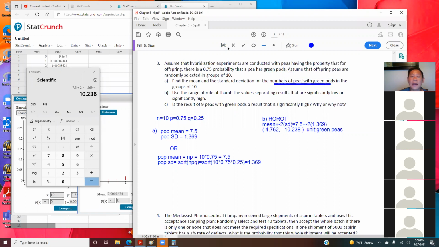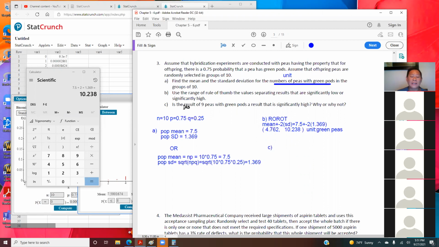So that means that if you have 4 or below, it's considered significantly low. If you have 11 and above, it's considered significantly high. Okay, so this is how you figure out significantly low and significantly high using range of rule of thumb.